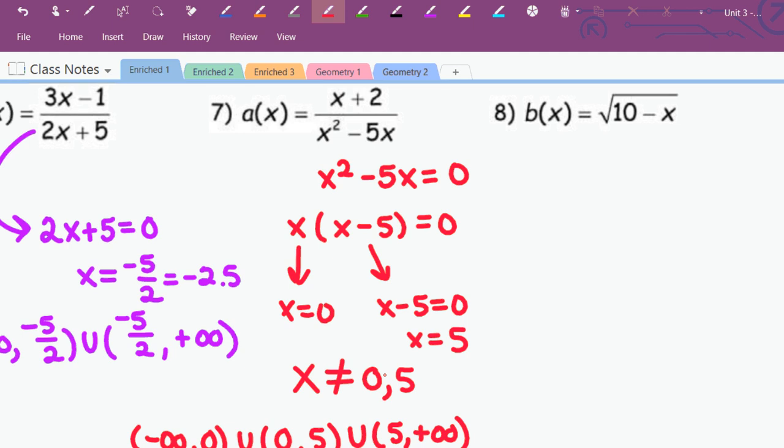Is 1 in the domain? Could I plug in a 1 and get an output? Yes or no? What about 2, 3, 4, 4.8, 4.9, 5? Make sure you recognize that. That means this middle interval needs to be here. If you leave it out, there's domain values that you're choosing not to include. Do we have questions on that one?